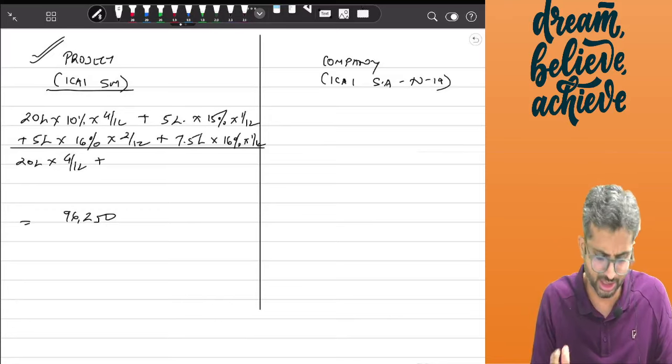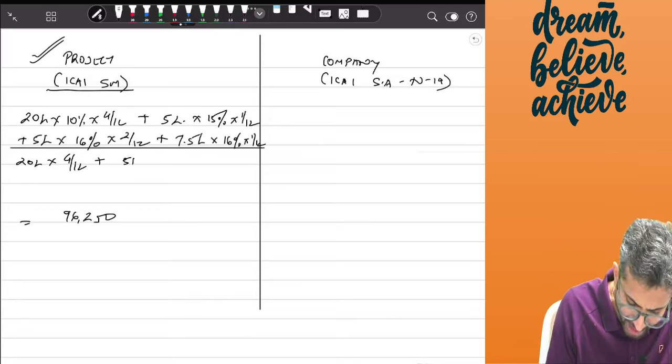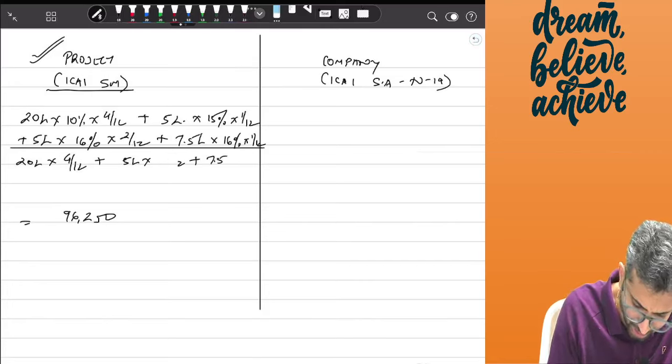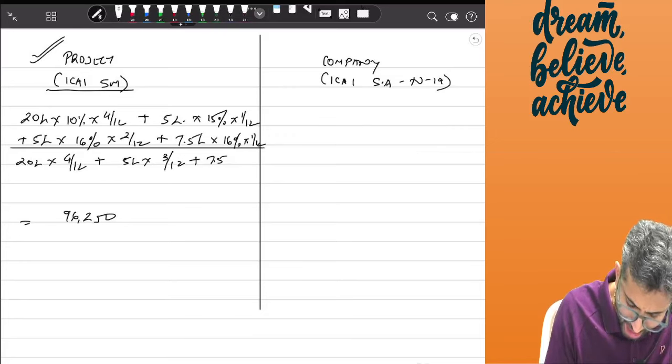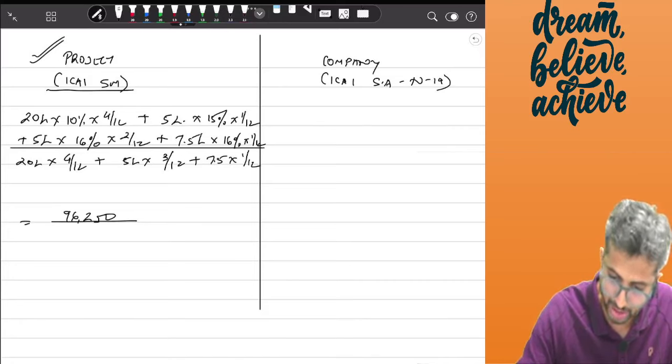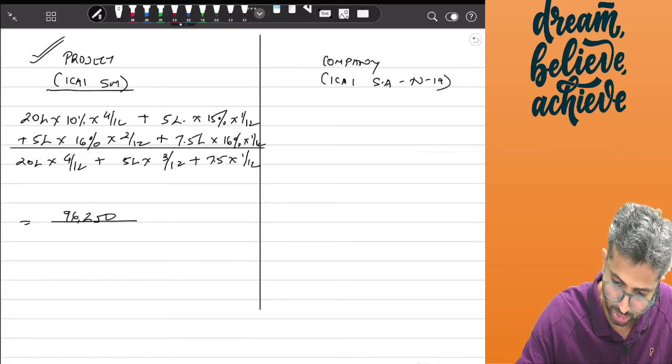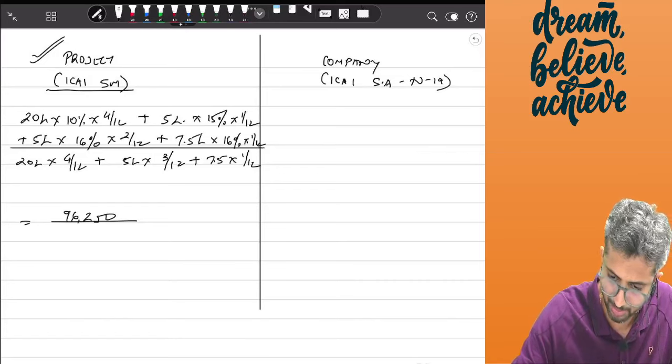Either way you do, the ultimate answer is the same. Plus 5 lakhs into 11 by 12. Plus, let us say, 7.5 lakhs. Sorry, not 11, 3 out of those relevant months, 3 out of 12, and 7.5 into 1 by 12. So if I do this working, this is 20 into 4 by 12 m plus 5 into 3 by 12 m plus 7.5 divided by 12 m plus 7.5 divided by 12 m plus MRC.